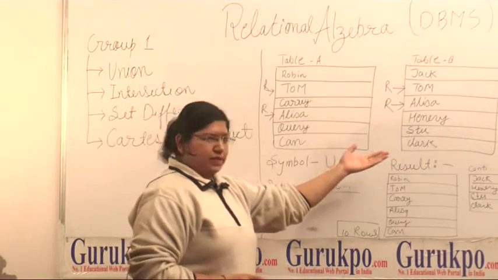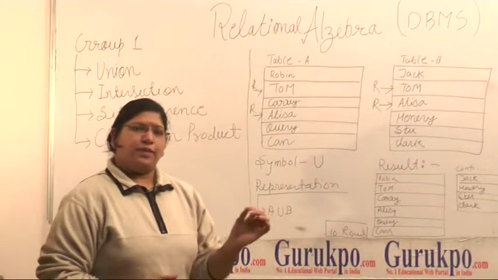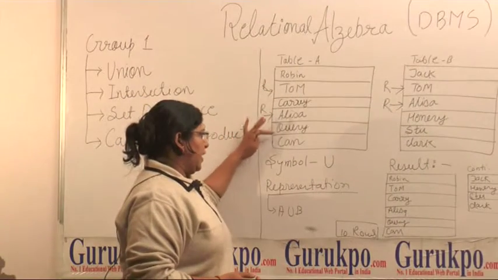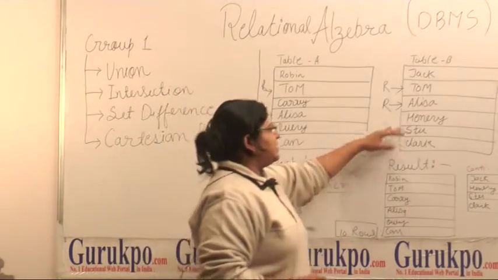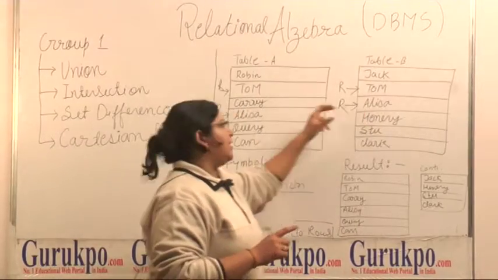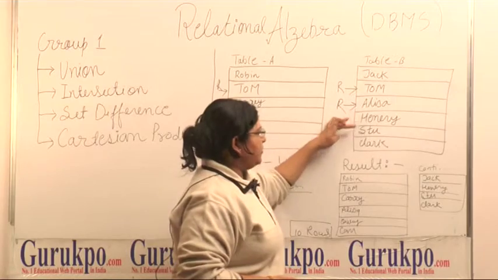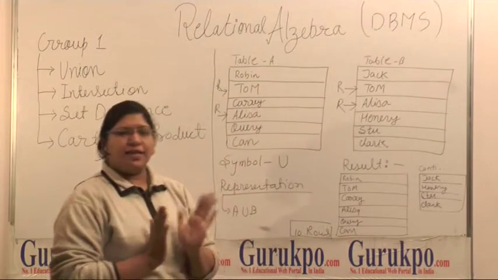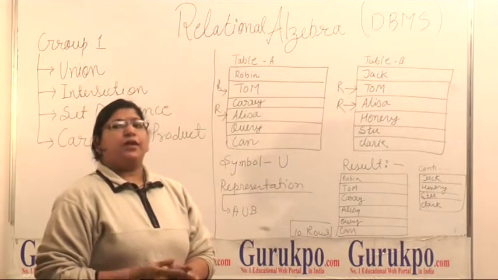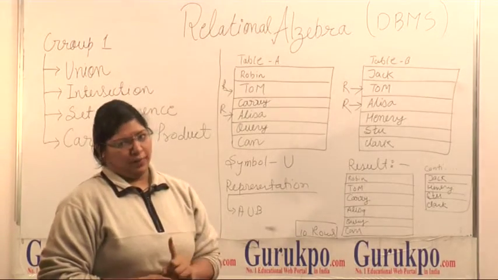If I talk about these two tables, all the rows should be included, but no repeating rows should be there. So Robin should be there, Tom, Carrie, Elisa, Query and Ken should be there. And from this table, Jack should be there. Tom and Elisa should not be there because they are repeating. They are also coming in the first table previously, right? So we'll continue with Jack, Henry, Stu and Clark. So the union says that you need to include all the tables in a result, but do not include the rows which are repeating. Only one time the repeating row will be counted, right?